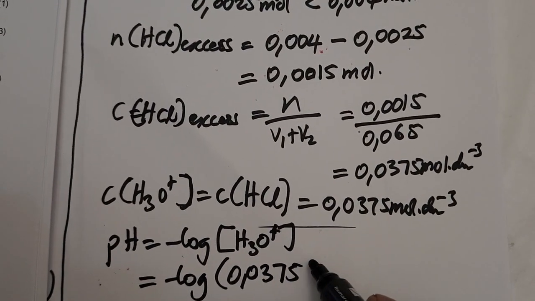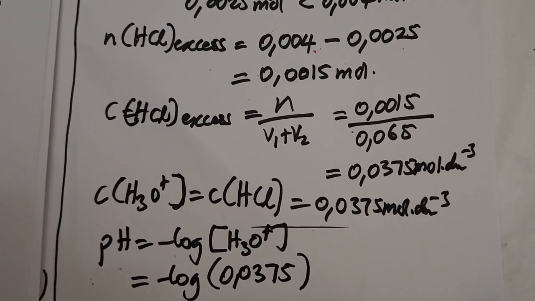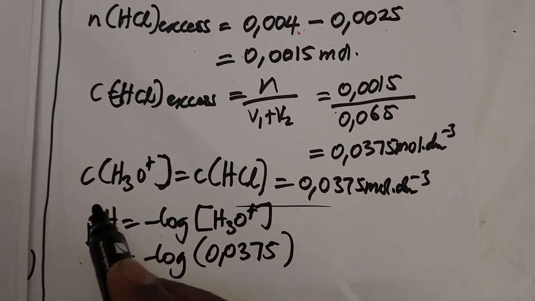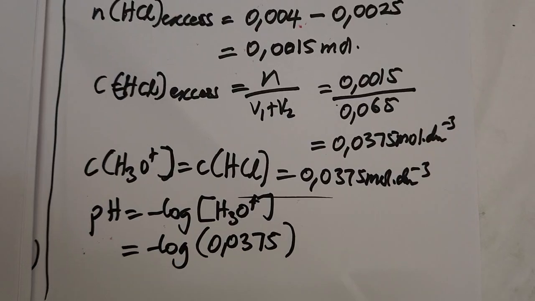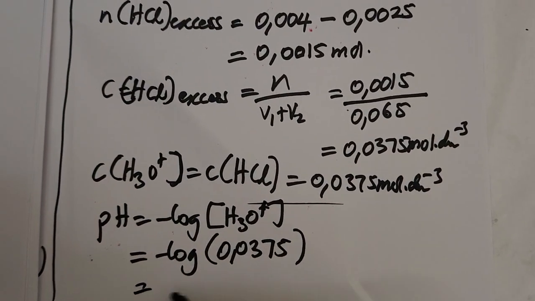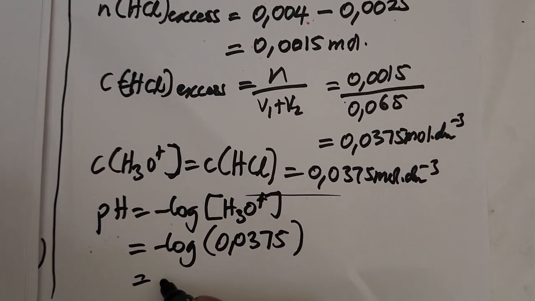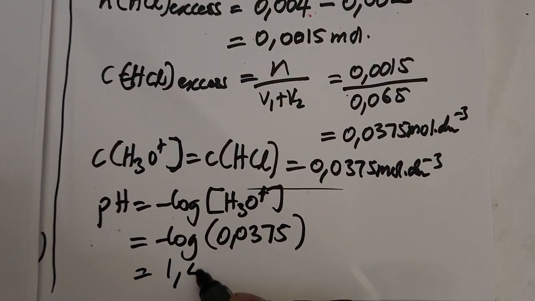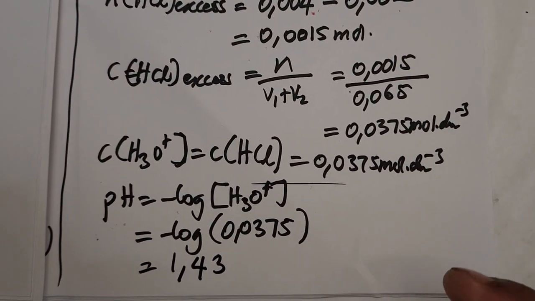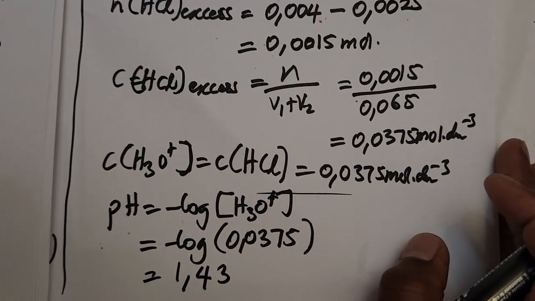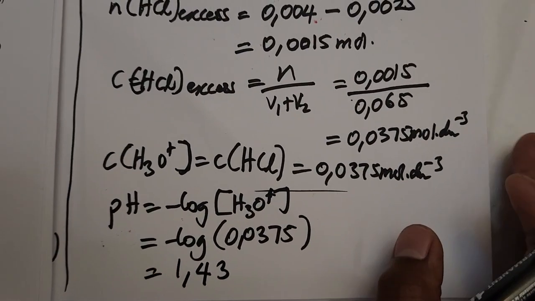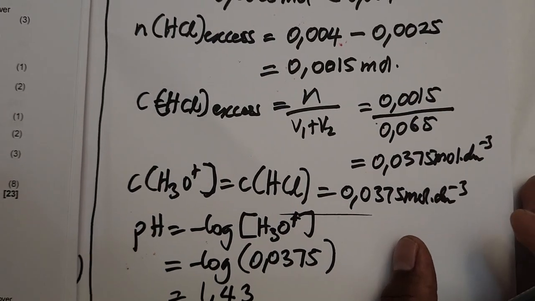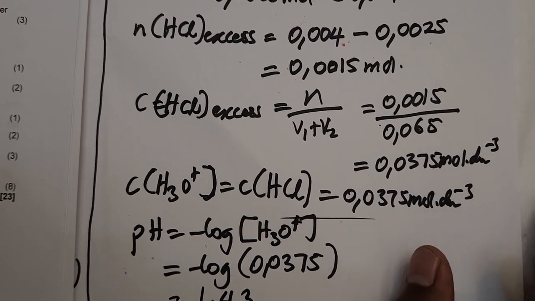And then from here you just say minus log of, you substitute 0.0375. Remember, if it was sulfuric acid, we can say times 2, because we know that the concentration of hydronium ions in sulfuric acid is 2 times that of the sulfuric acid. So in this case it's just the same. Then from here you find the final answer, which will be 1.43. That is the pH. Remember, pH has no units. This will be the answer. Very important, please master this method of finding the final solution.